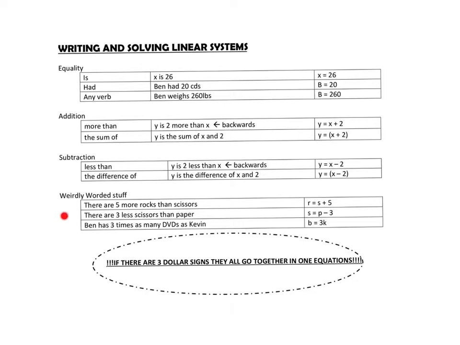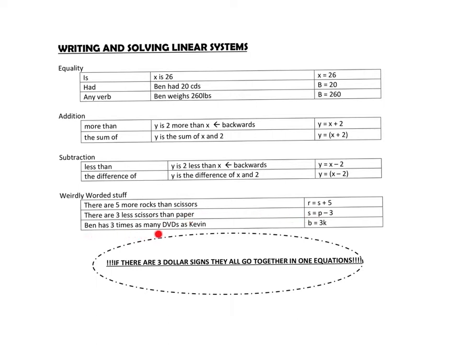Some weirdly worded things. There are 5 more rocks than scissors. So if we take the scissors and add 5 to them, we're going to have the rocks. You have to kind of think through that. There are 3 less scissors than paper. So if I take the scissors and I subtract 3 from the paper, then I'll have 3 less scissors than paper.